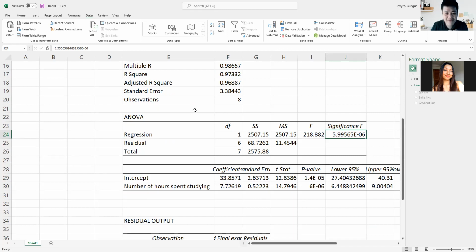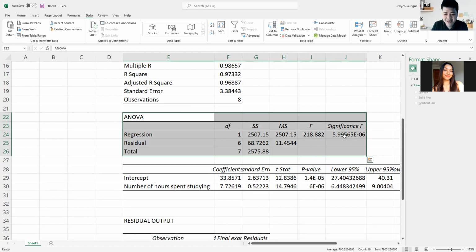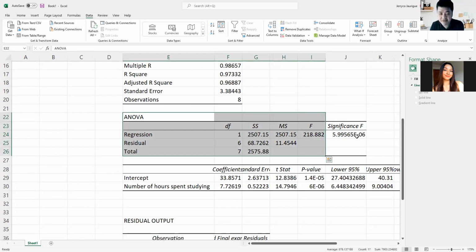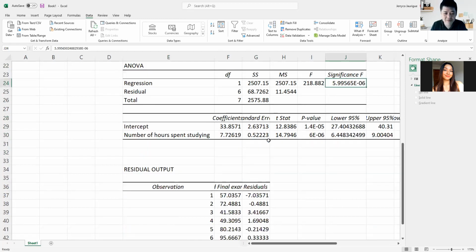Familiar kayo dito? This is the ANOVA table. Actually, ANOVA table yung ginamit to test if your regression model is good. So since this is significant, so your regression is good. Our model is good. Ito yung coefficients natin. This is B and this is A. Ito yung slope. Ito pala yung constant and this is the slope.